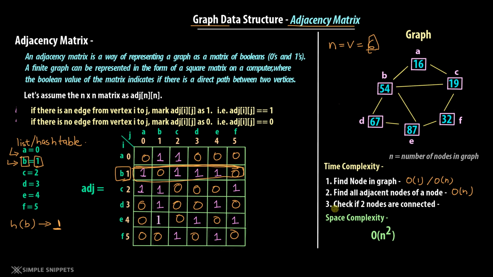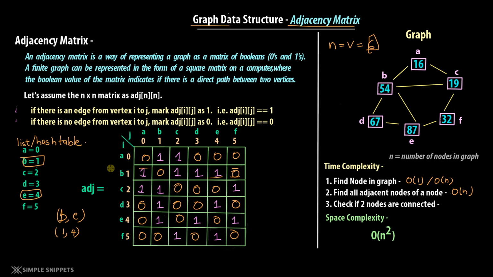Lastly, again, to check if two nodes are connected, what do you need? You simply need the names of the two nodes, correct? So how do you figure that out? Well, let's say you want to find out whether there is a connection between B and E. So you'll pass B and E, right? The first step is to figure out the indexes of B and E. So B is 1 and E is 4. So basically you want to find out whether there is a connection between 1 and 4. These are the index values.